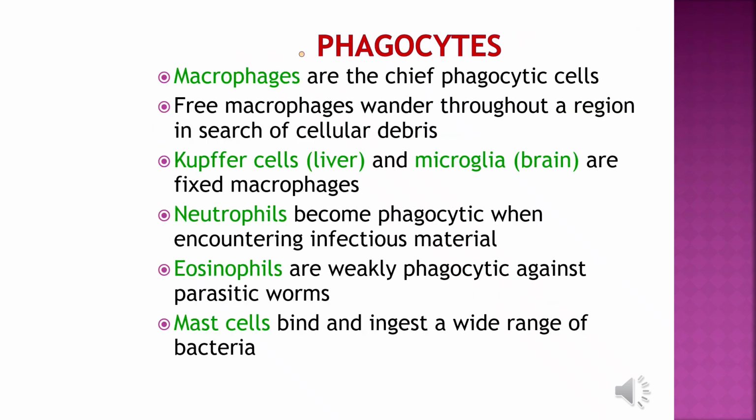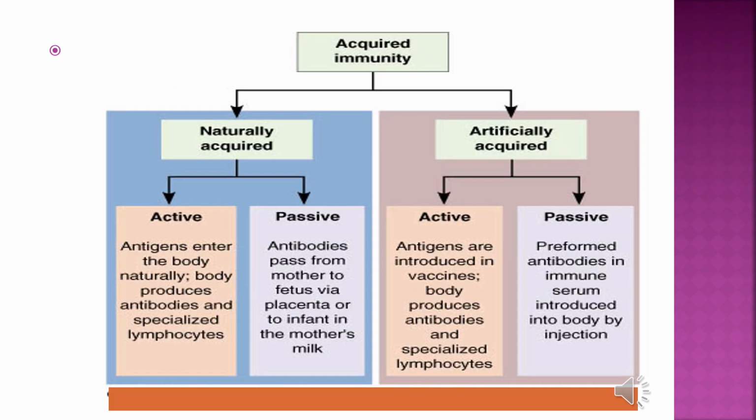Then phagocytes like macrophages are the chief phagocytic cells. Free macrophages wander throughout a region in search of cellular debris. Kupffer cells present in the liver and microglia present in the brain are fixed macrophages. Neutrophils are phagocytic when encountering infectious material. Eosinophils are weakly phagocytic against parasitic worms. Mast cells bind and ingest a wide range of bacteria. So all these types of phagocytes inhibit or kill microbes.